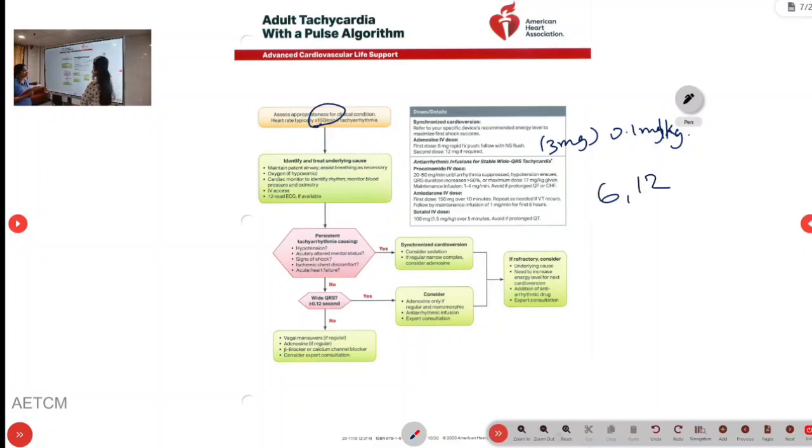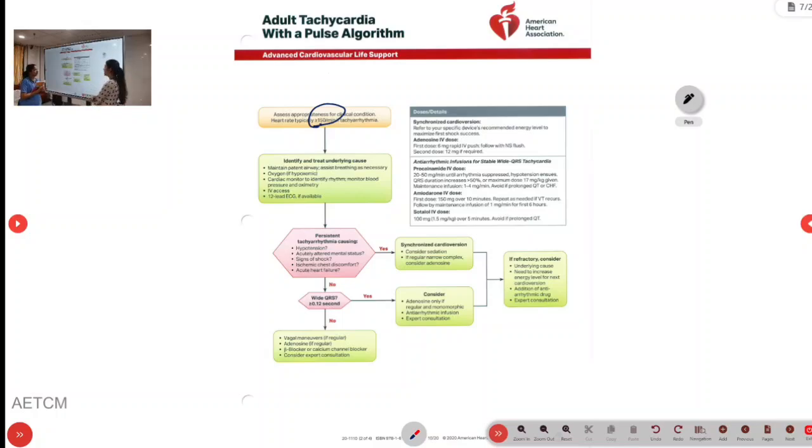According to UK guidelines, they suggest giving one more 12 milligram. Okay, so that is the maximum dose we will give. And what will we do if the patient is still in SVT even after giving 12 milligram of adenosine? Cardioversion, according to ACLS. Expert consultation is required.